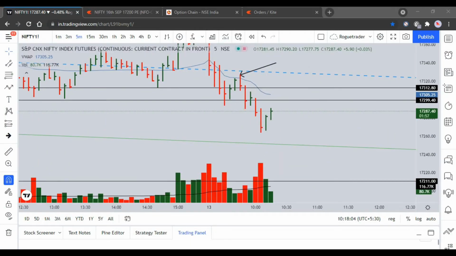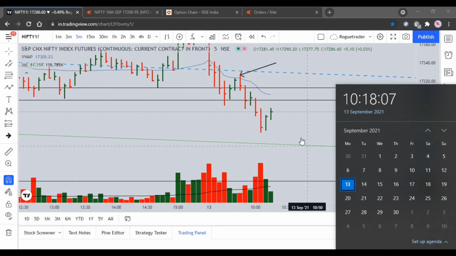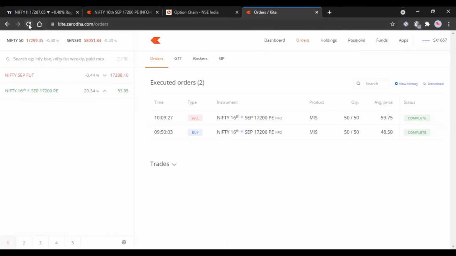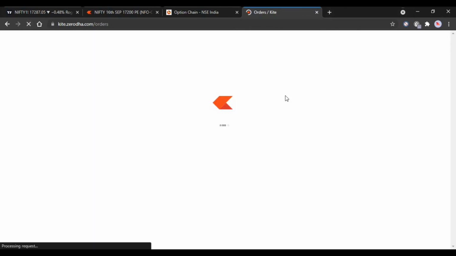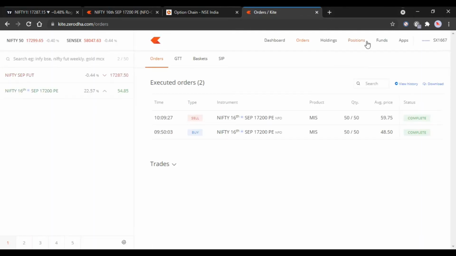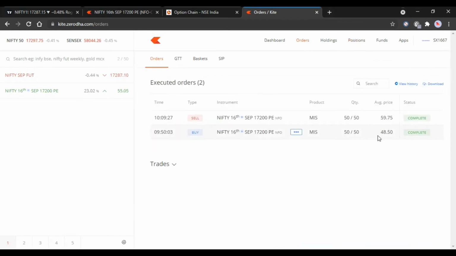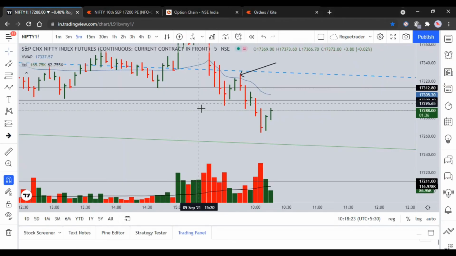So, updates on the trade. The time is around 10:18 right now, and I have booked my profits. Let me refresh my profits. Yeah, you can see I entered around 48.50 and I exited around 59.75. Let me explain the trade.